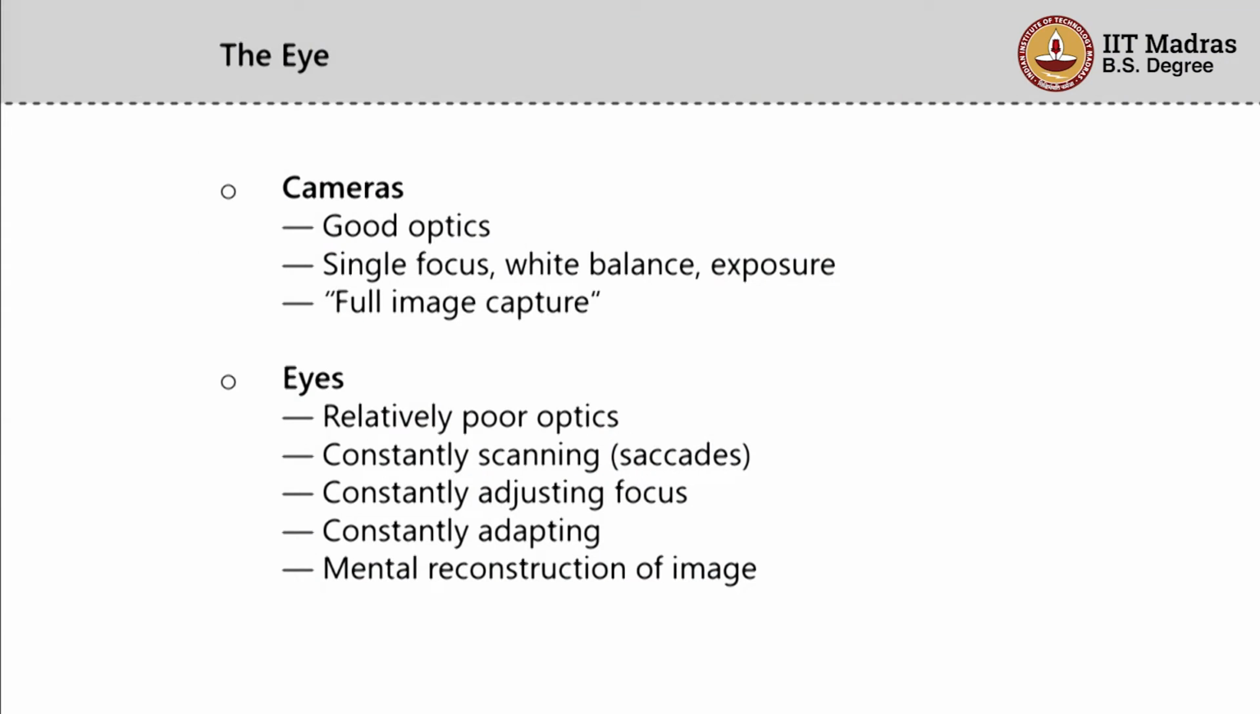A camera, on the other hand, has very good optics, single focus, white balance, and exposure. It's a full image capture. Eyes have relatively poor optics. They are constantly scanning, constantly adjusting focus between various depths, and constantly adapting. The eye is also actively constructing mentally a lot of information that is missing, which is why we see things that are not in front of our eyes, and we can make out incomplete information and then complete the picture.